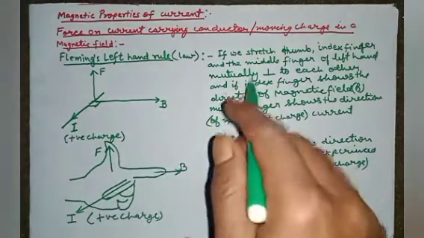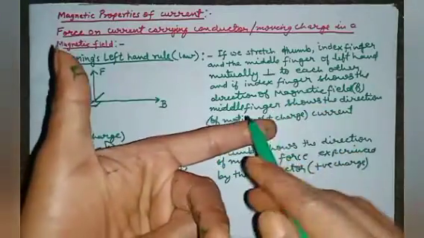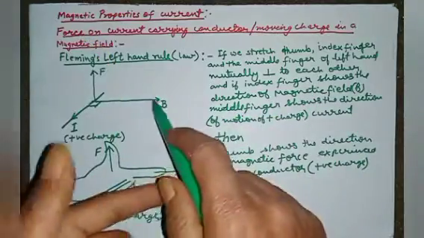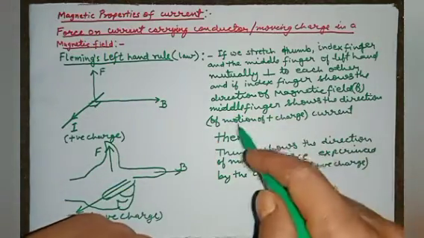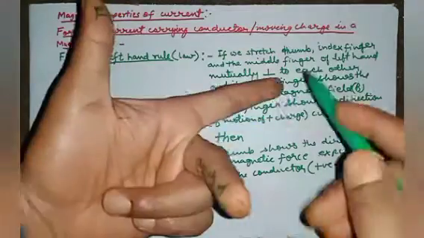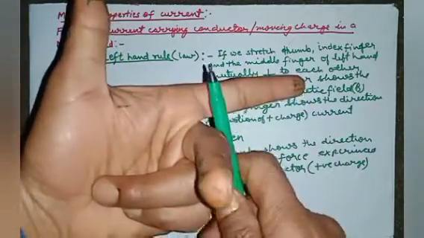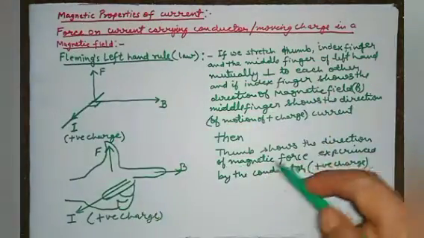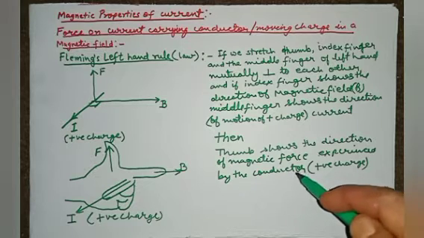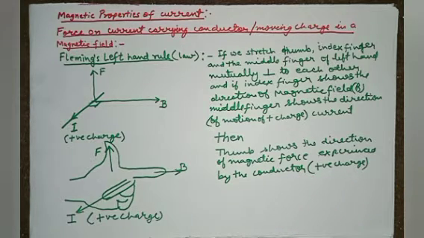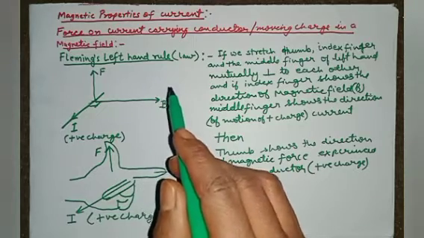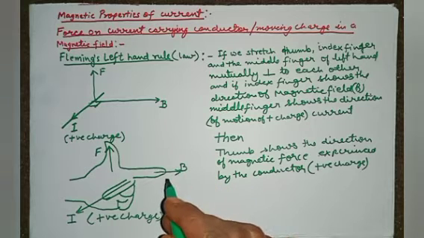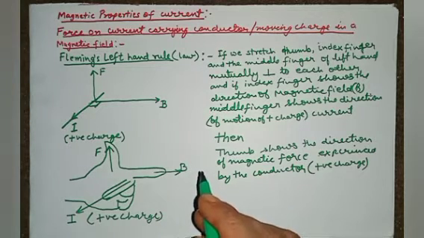So introduce this rule starting from the index finger. If the index finger shows the direction of magnetic field, first there is magnetic field. The middle finger shows the direction of motion of positive charge or direction of current. If magnetic field is there, and current or moving positive charge is there, then there will be a force. Then the thumb shows the direction of magnetic force experienced by the conductor. So actually this Fleming's rule helps us to determine the direction of force experienced by a current carrying conductor or a moving positive charge in a magnetic field.